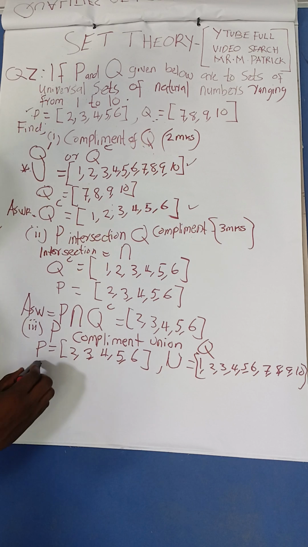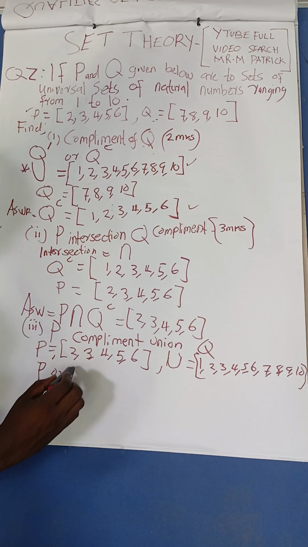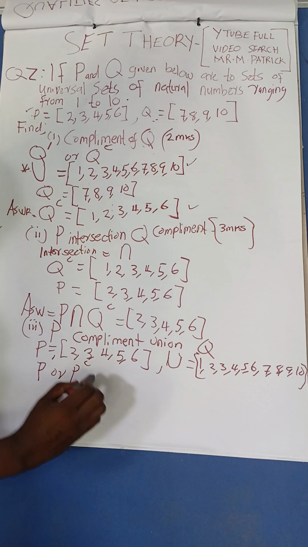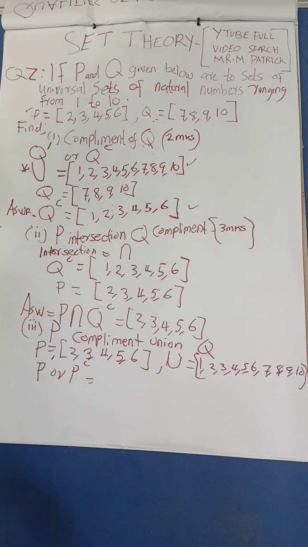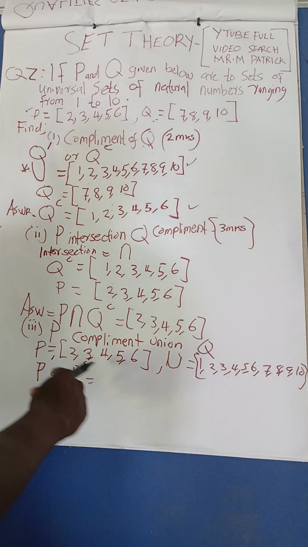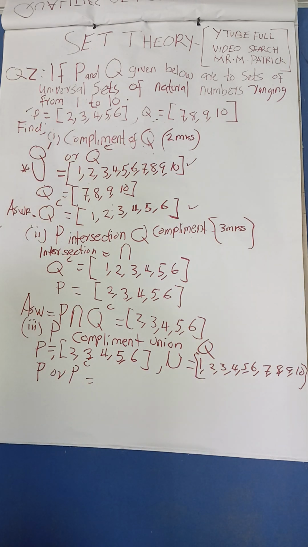And remember I said P complement, you can denote it either this way or this way, you can see there. So P complement, we said, is those elements that are in the universal set but are not in the given set. Elements that are here but are not here.